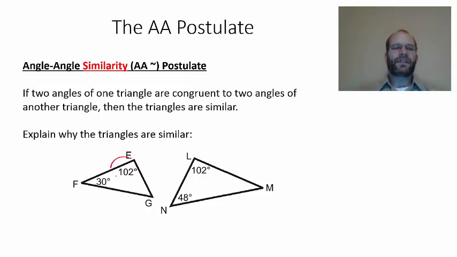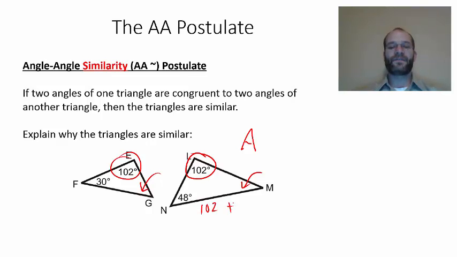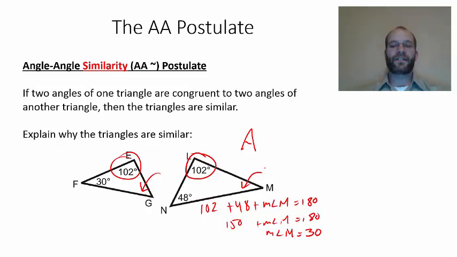We immediately notice the angles that have measure 102. So far we have angle. The question, of course, is do we have angle-angle? Well, in order to find the third angles in either of these triangles, we need to use the triangle angle sum theorem. You know that the sum of the interior angles of a triangle is 180 degrees. So we have 102 on the triangle on the right, plus 48, plus the measure of angle M is equal to 180. And so here we have 150 plus the measure of angle M equals 180. And therefore the measure of angle M equals 30. So we know that's 30 degrees.